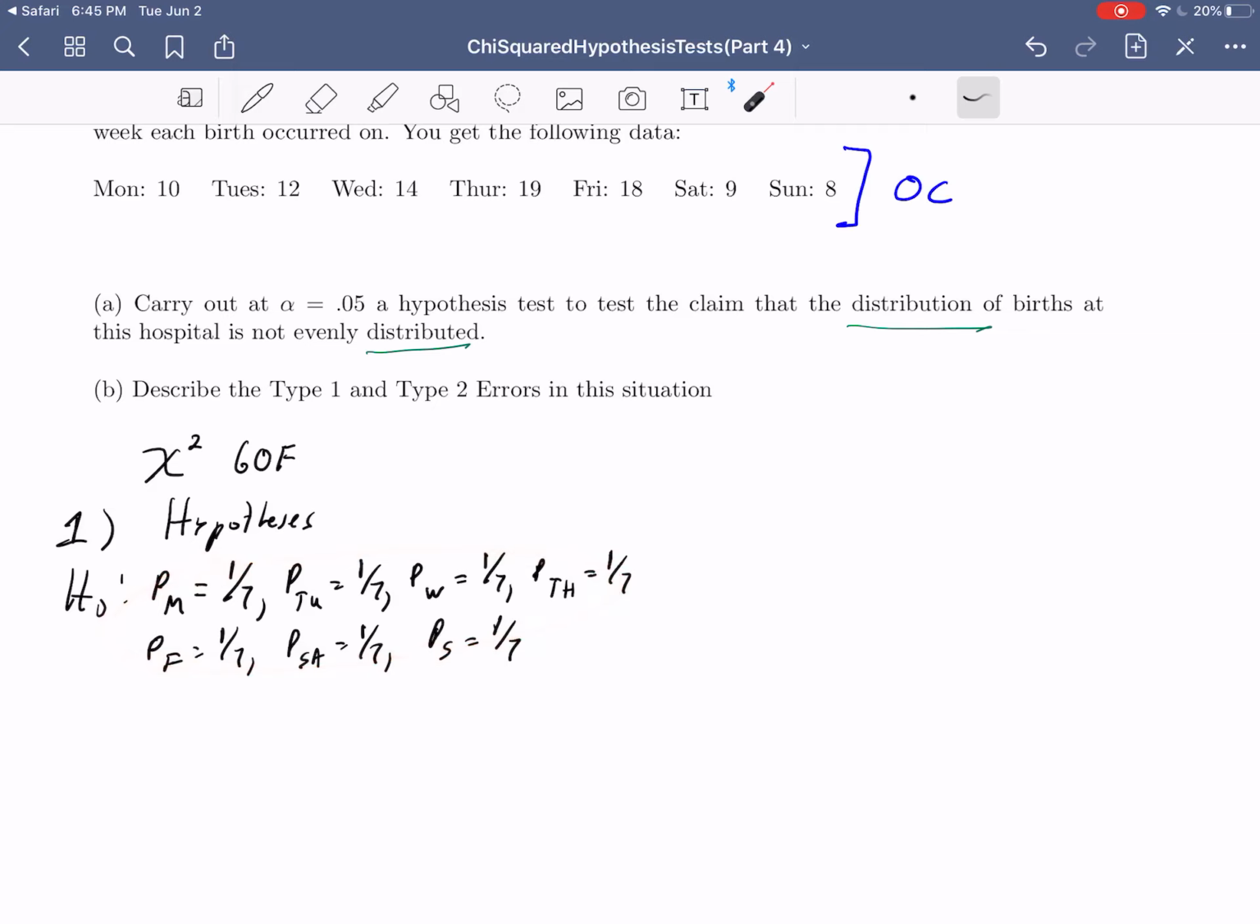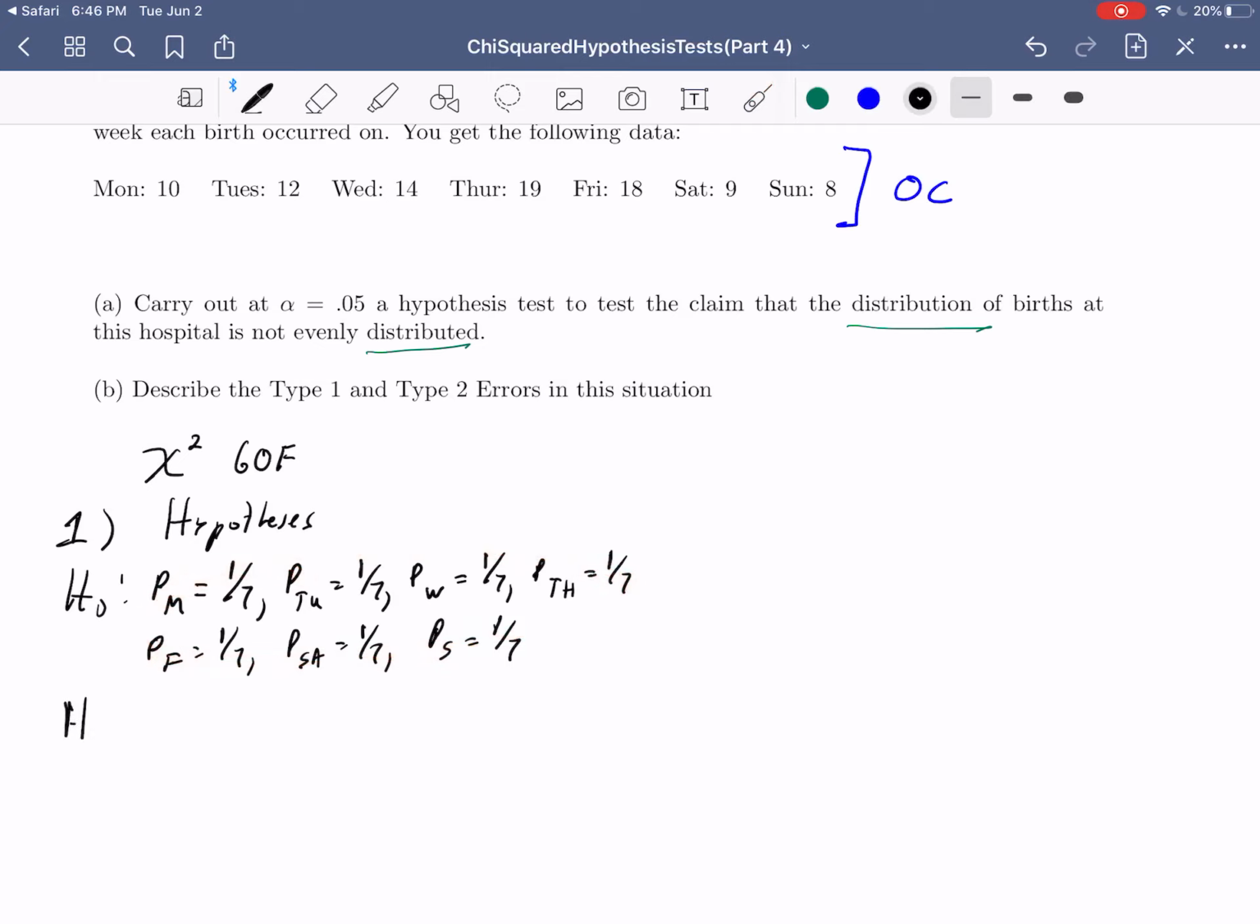This is a very special type of null hypothesis for chi-squared goodness of fit that happens whenever you see something talking about being evenly distributed. This is what the even distribution would mean here. If we were talking about months of the year for births instead of days of the week, then everything would be 1 out of 12, right? Because the chance you're born in any individual month would be equally distributed. But in this case, since we're talking about days of the week, everything is 1 out of 7.